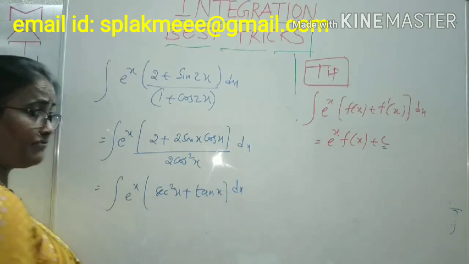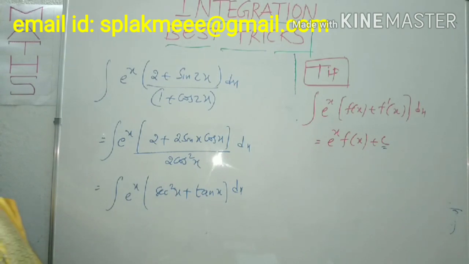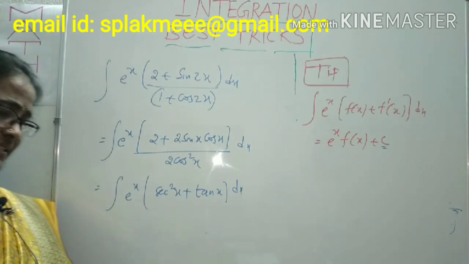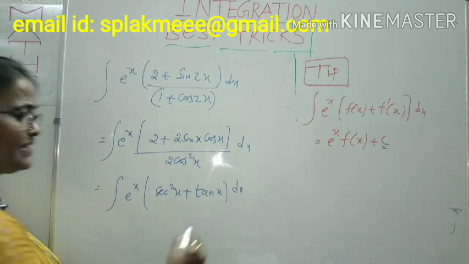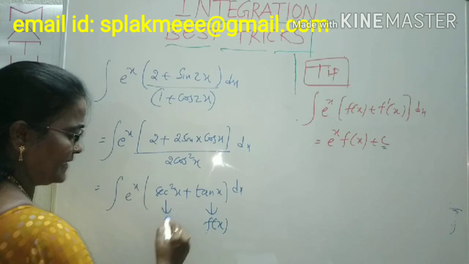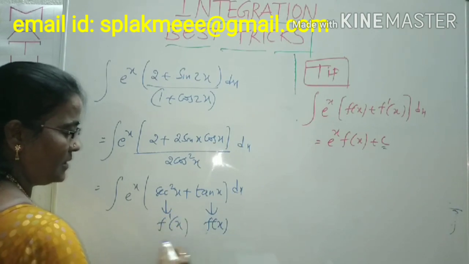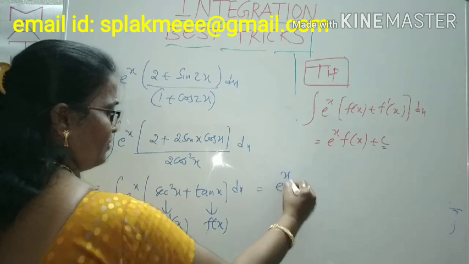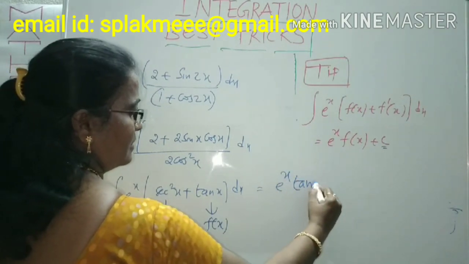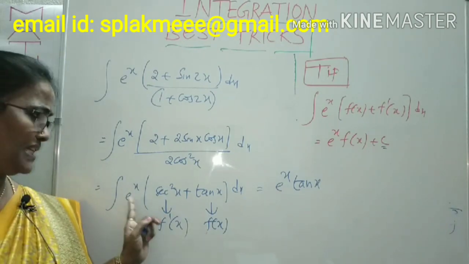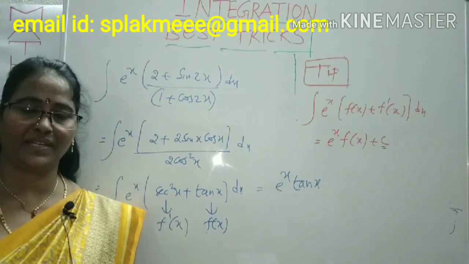Yes. Now, is it in the form directly? Tell me, what is f x, what is f dash x, in those two functions? Yes, it is f x, because tan x's derivative is secant square x, which is f dash x. Right. What is the answer now? e power x f x means e power x of tan x. That's it. Very simple.